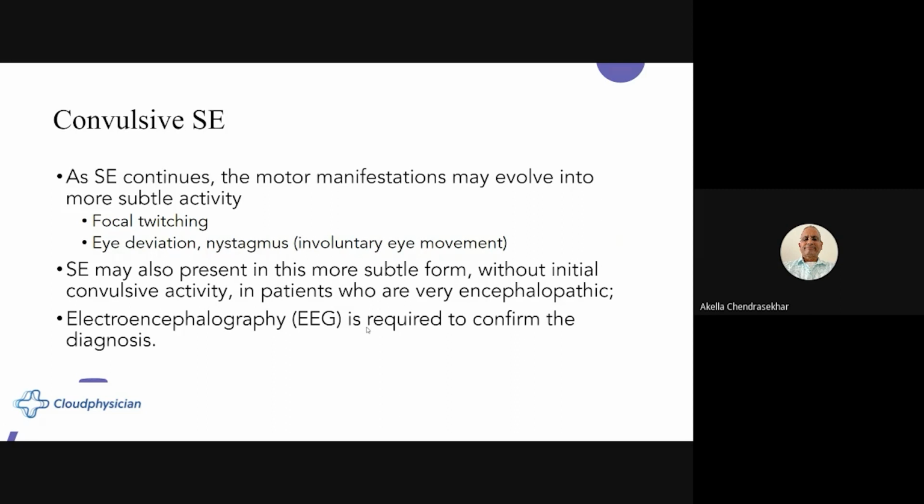Now, again, you'll get motor manifestations that start as a focal twitching, and you may get eye deviation. We'll show you some of these things. Now, they may present in a more subtle form. And again, patients who have encephalopathy, patients who have other things going on, they may not present as overtly. So have an index of suspicion.